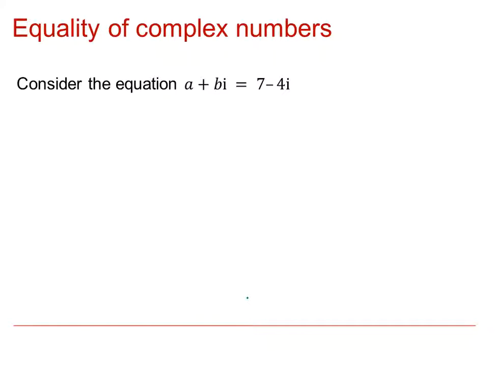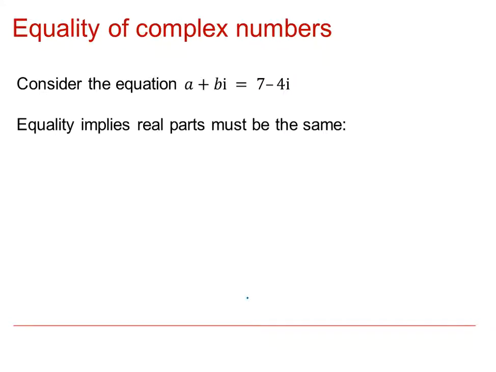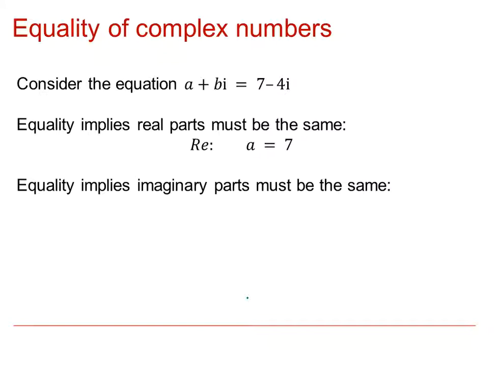If we consider the equation a plus bi equals 7 minus 4i, then the equality of this equation implies that the real parts must be the same. So in this case, the real parts tell me that a must be exactly the same as 7. Likewise, the equality implies that the imaginary parts must be the same. So in this case, if we look at the imaginary parts, b must be exactly equal to minus 4. You do not include the i in the imaginary parts equation.